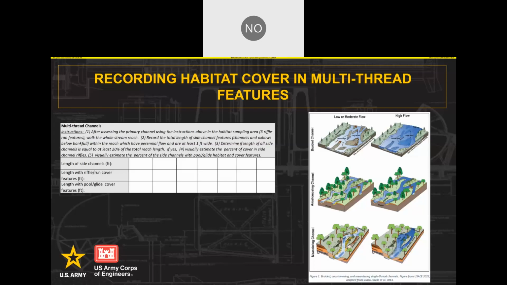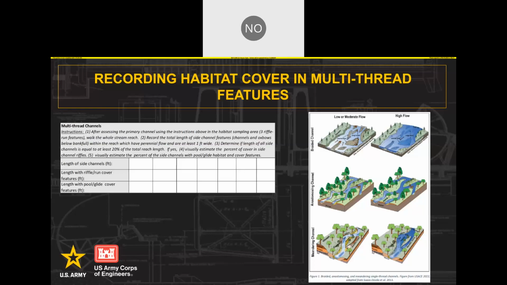So hopefully this isn't too confusing, because I know we had to figure out a way to do this, and this was the simplest way we could come up with. We had a few different methods out there, and stuff gets woolly quick with these. So after you figure out whether or not all side channels equal at least 20%, let's say it does, now you're going to visually estimate the percentage of cover in those side channel riffles. And then you're going to visually estimate the percentage of side channels with pool glide habitat.